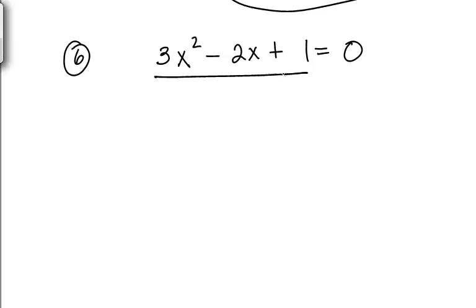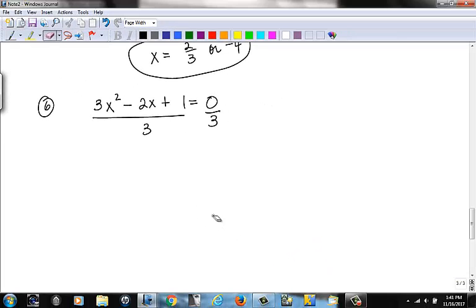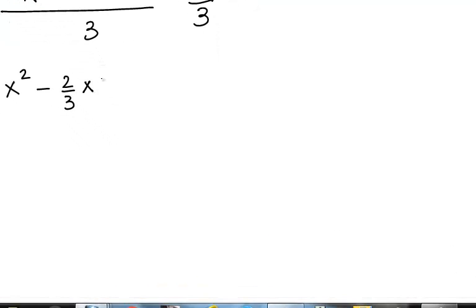Last example: 3x squared minus 2x plus 1 equals 0. Okay, it's already standard form equal to 0. Divide by 3 on both sides. That's a polynomial over a monomial. That 3 divides into all of them. So it'd be x squared minus 2/3 x plus 1/3 equals 0.